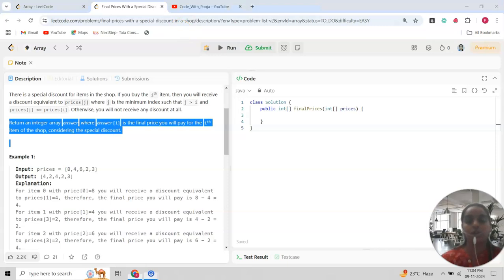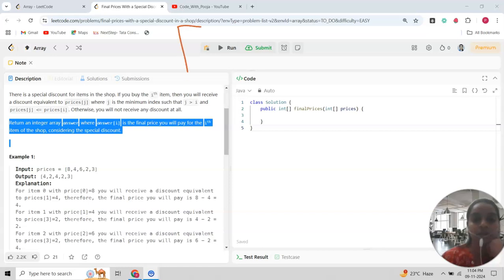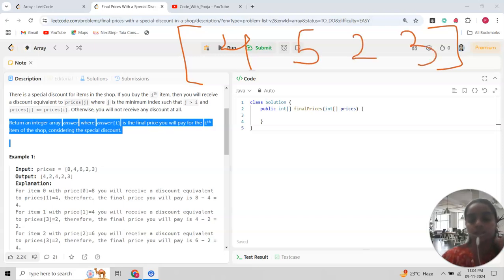Now let's suppose we have an array with four elements, like 4, 5, then 2, and then 3. I'll erase it and write it again. Let's suppose we have an array with the prices 4, 5, 2, and 3. This is the array.